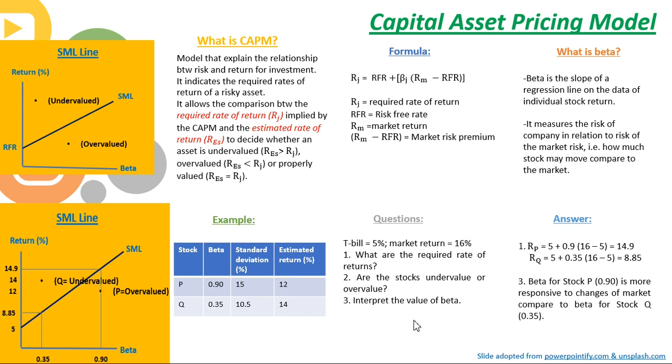Right? Interpret the value of beta. Beta is equivalent to 0.9 and 0.35 in this case. So beta for stock P is more responsive to changes of the market compared to the beta for stock Q, which is 0.35.